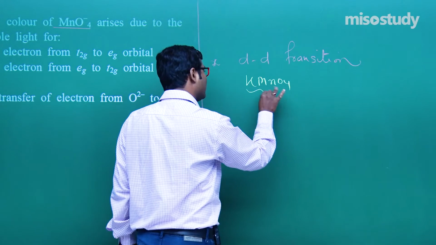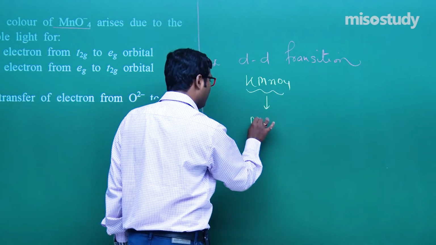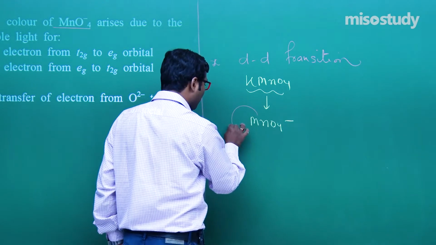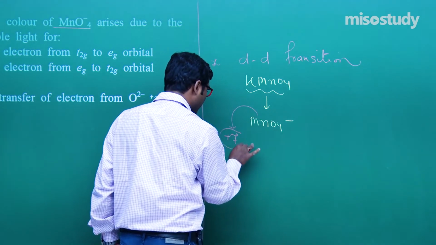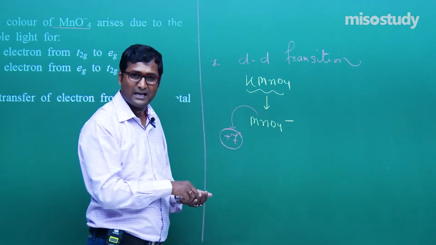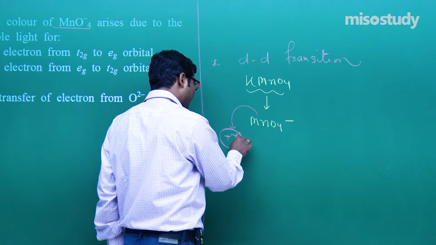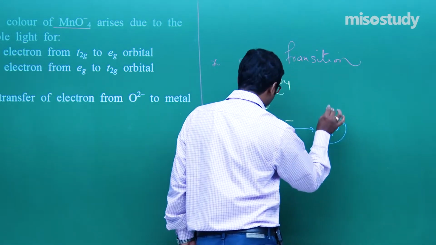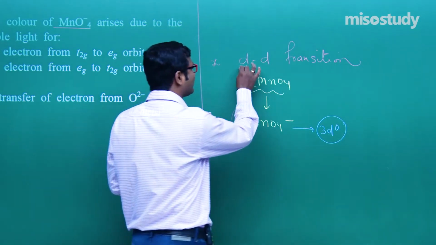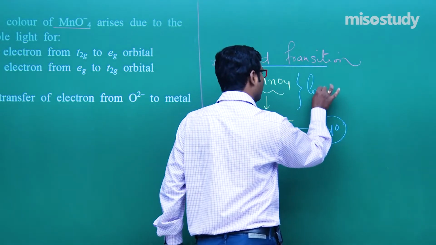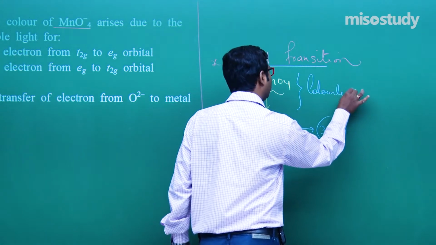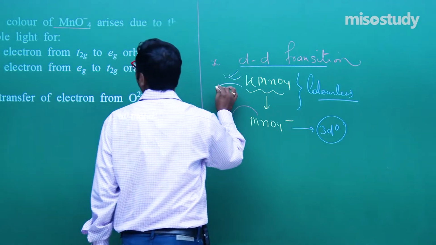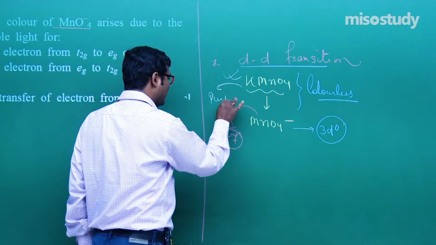Okay, sir. And this KMnO4 comes from MnO4 minus. Here Mn is in +7 oxidation state. Clear to you what I'm telling? Mn is in +7 oxidation state, and in +7 oxidation state it is 3d0, an empty d orbital. So according to the d-d transition, this one is colorless. But still we find that KMnO4 has purple color. What is the reason behind it?